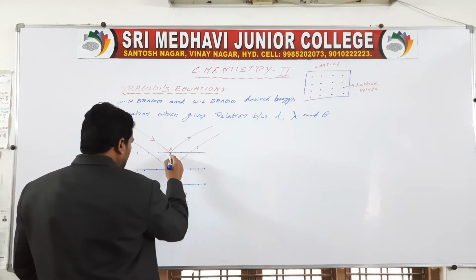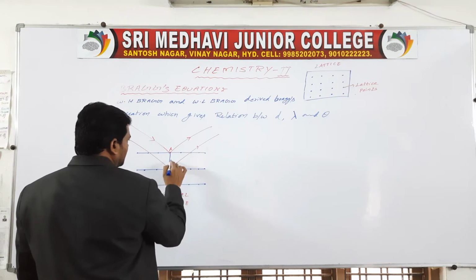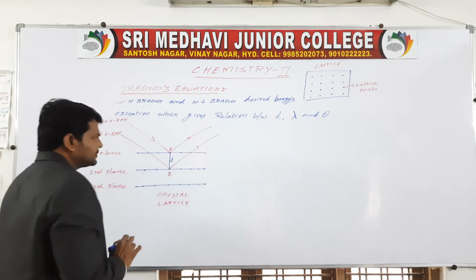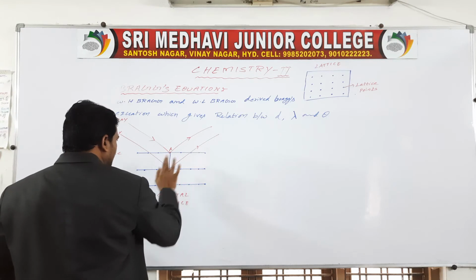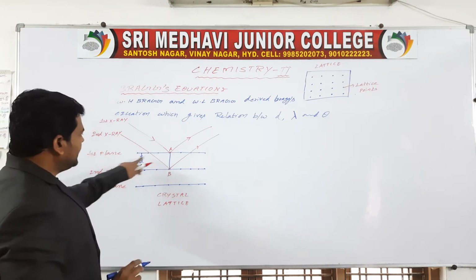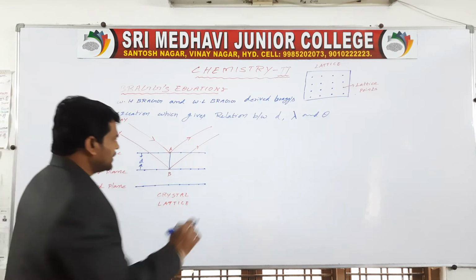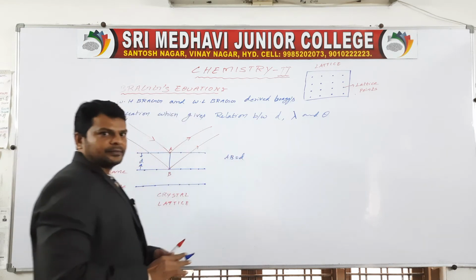Now this distance is called D. I am taking it as D. So here it is the distance between the two planes. D is nothing but AB. So AB equals D.